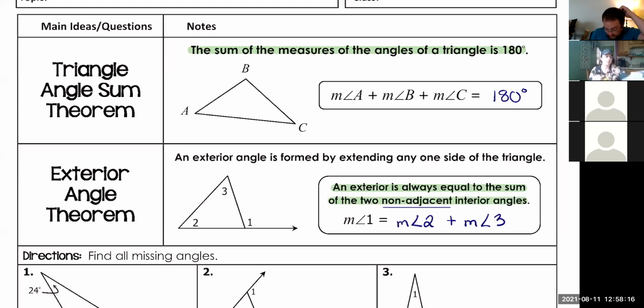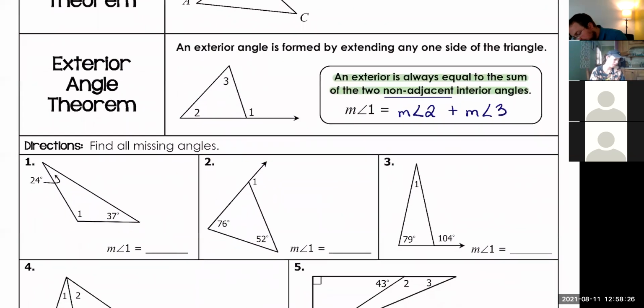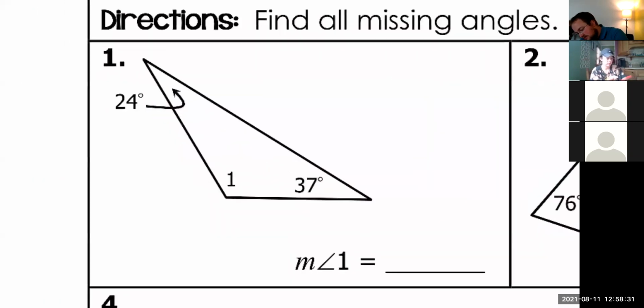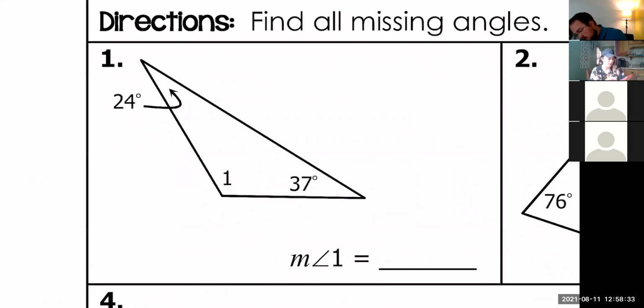So we're not going to do every single example because they do get a little bit repetitive, but just to kind of give us that variety, we're going to jump down below here. I'm going to start with number 1. It's asking us to find all missing angles. This one, we're just looking for the measure of angle 1, which is right here. Appears to be obtuse. How would you work that out?